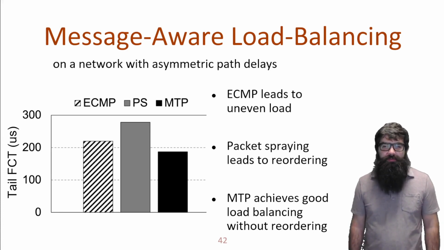Next, we also considered packet spraying, which uses a per-packet round-robin algorithm to decide which path to use. Although this leads to good utilization, it also causes poor performance with TCP due to reordering. Finally, MTP in this experiment is able to achieve good load balancing without reordering.